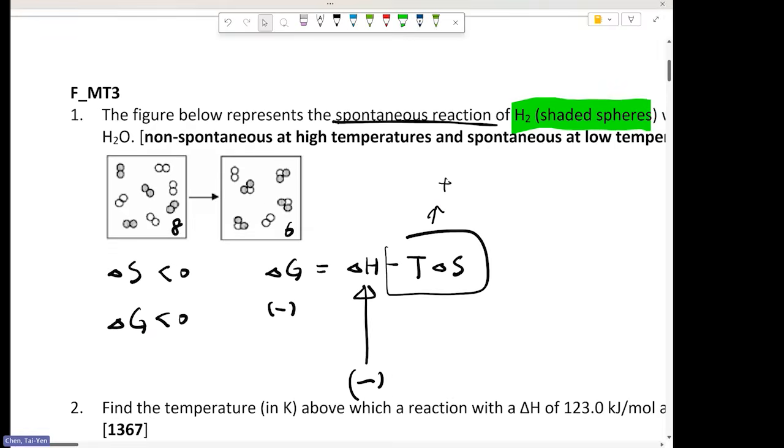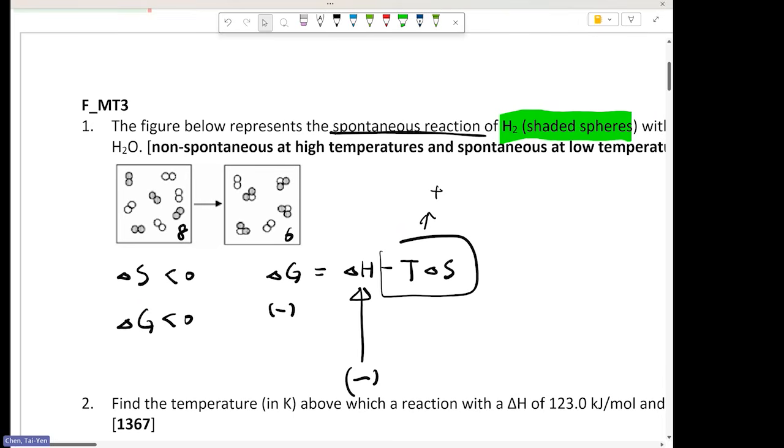Once you figure this out, it's going to ask you, under what conditions is it not going to be spontaneous? Your second term is positive, the first term is negative. If your temperature is very low, then your delta G will equal your delta H, which has a negative sign. Therefore, it will be spontaneous. So if T is very small, you still have a spontaneous reaction.